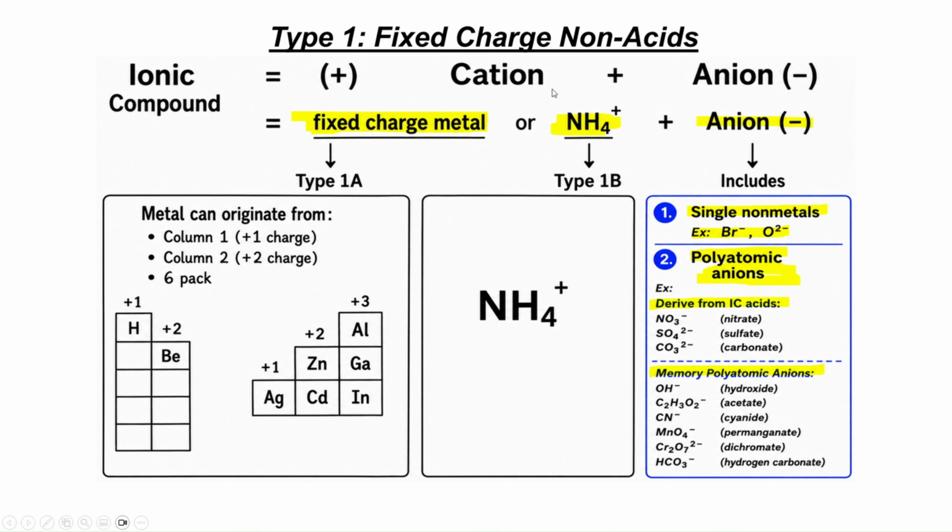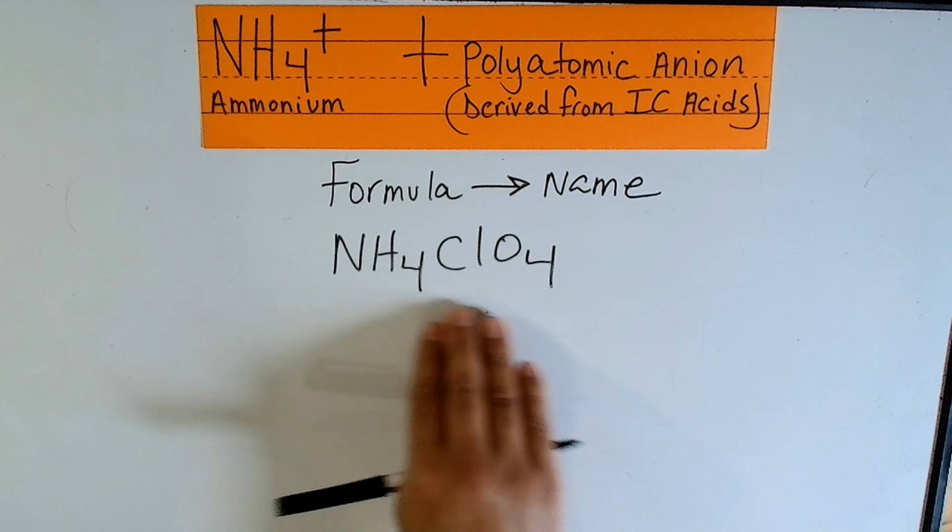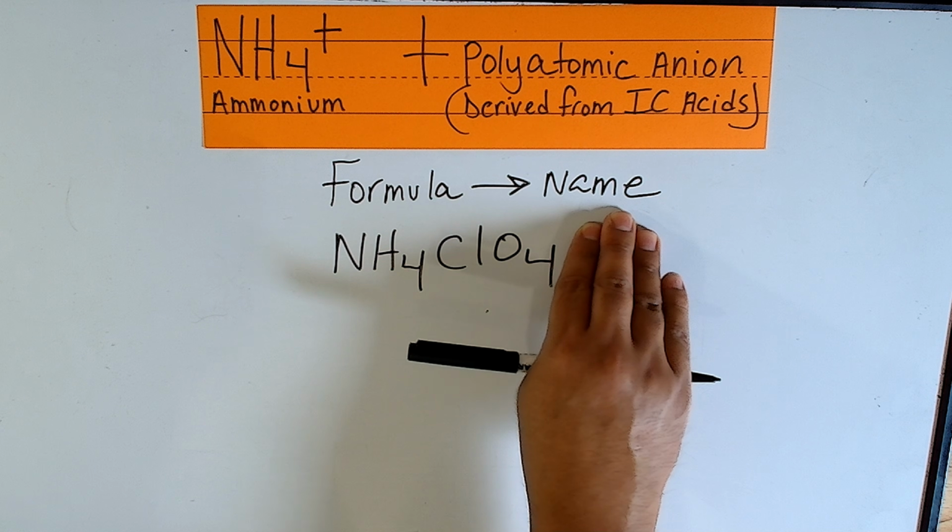Remember that a type 1 consists of a cation plus an anion. The cation can be a fixed charge metal, or it can be ammonium combined with an anion. I'm specifically going to focus, as I mentioned, on ammonium combined with a polyatomic anion that derives from one of the 9 ic acids. Let's start with this chemical formula and find its chemical name.